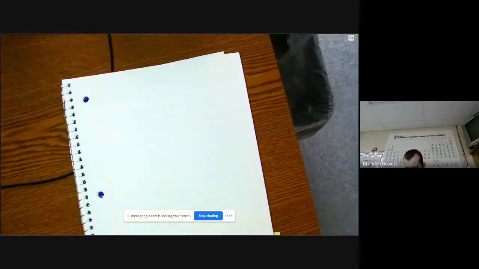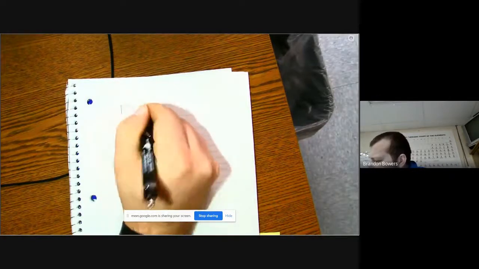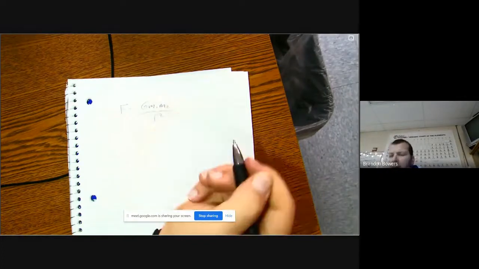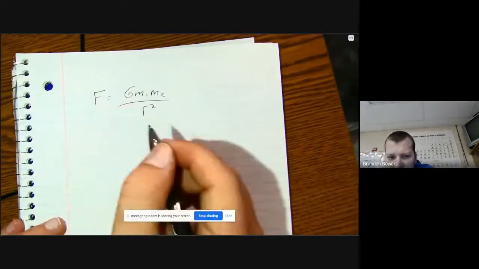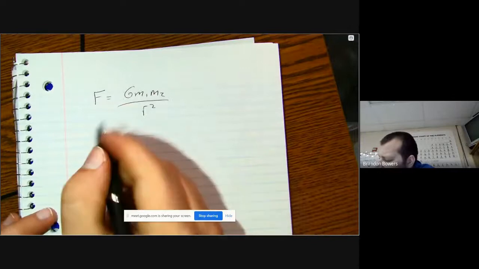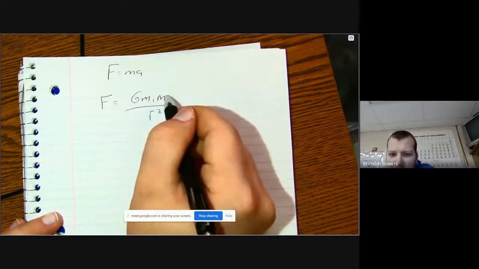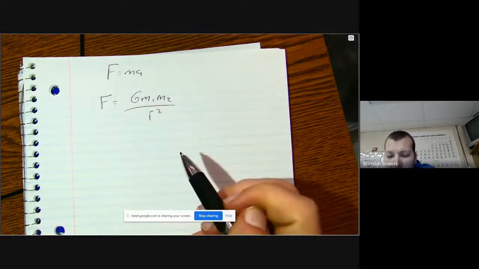So some of these problems, what they kind of look like is you'll have to utilize, especially some of the first ones, force is equal to the gravitational constant, mass of object 1, mass of object 2, over r squared. So when you're looking at this, force is equal to mass times acceleration as well. So when it asks, when the mass of Earth changes or when the mass of the sun changes, how does it affect the acceleration of Earth?